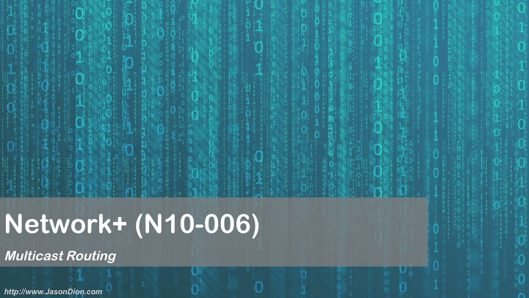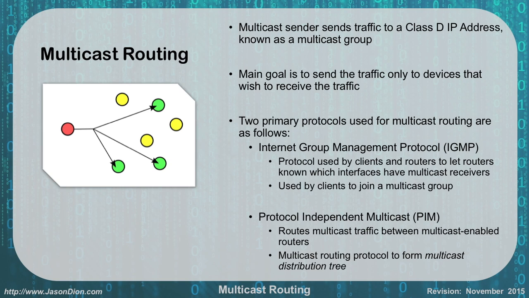Multicast routing. Before, we mentioned that we had a way to send things unicast, which was one-to-one, or we can do multicast, which was one-to-many. And so what we want to do here is send our traffic to a Class D IP address, which is known as a multicast group. Our main goal here is to send traffic only to the devices that want to receive the traffic and not to everybody else. That way we can eliminate some of the traffic on the network.